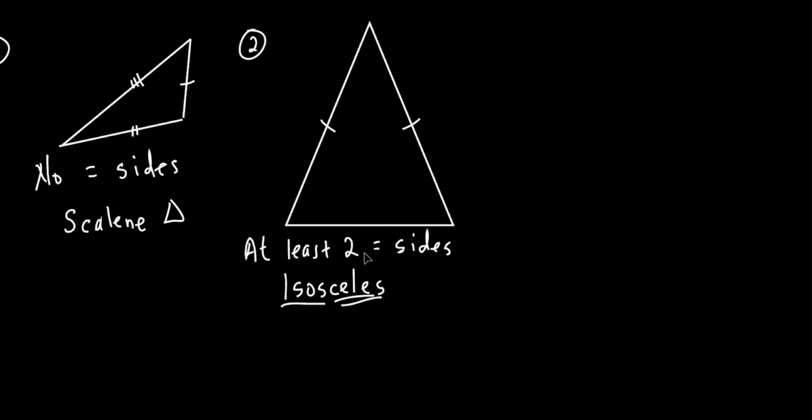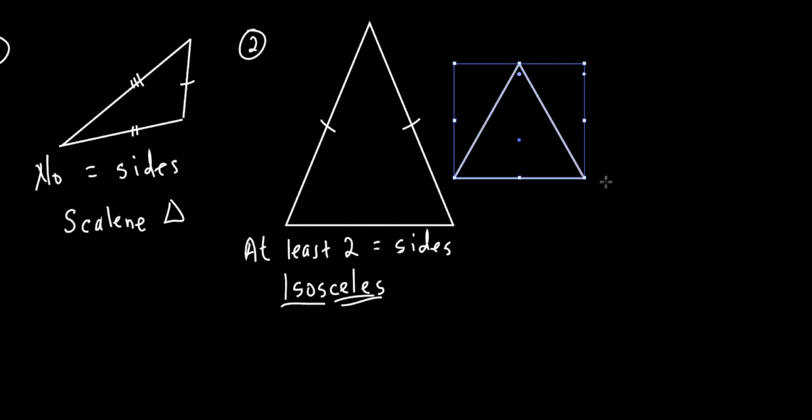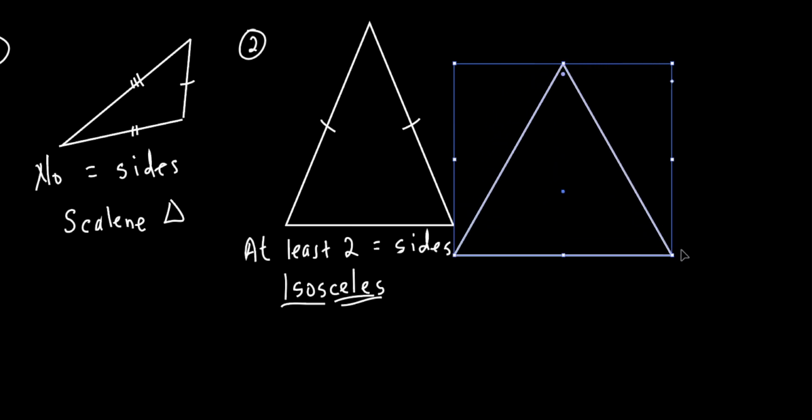Now, it says at least two of the sides are equal, which means you could have what? You could have an isosceles triangle with three sides, because if it says at least, that means two or more, right? Isn't that what at least means? Yeah. So I could have a triangle. Let's click on this again. Yep. Watch this. What if I had a triangle like this?